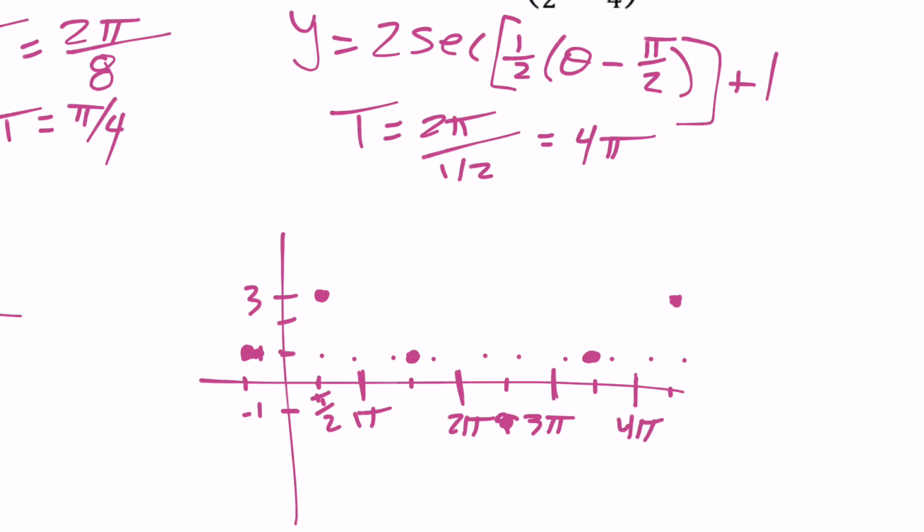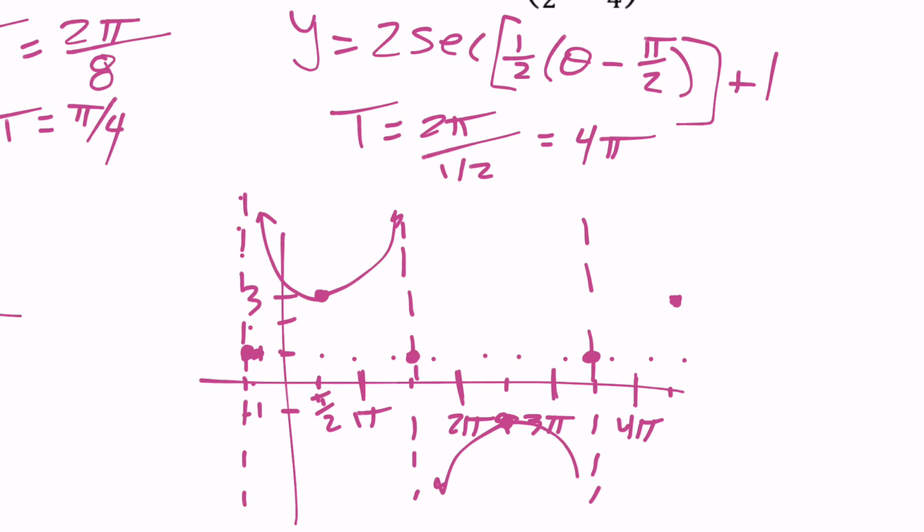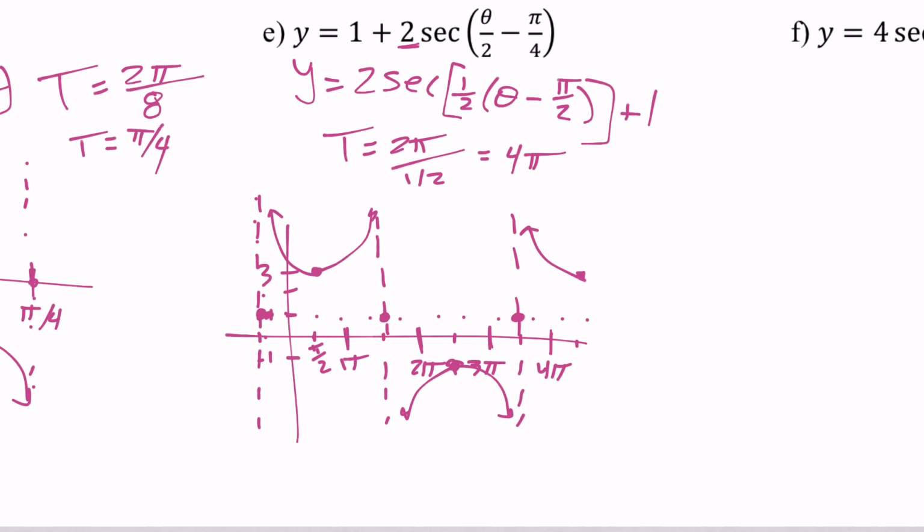So now all of those pieces that are on that line, y equals 1, those are all going to become vertical asymptotes. So I can show all those. And then all the other pieces are just going to curve towards those asymptotes. So I should get something that looks like that as my secant graph.